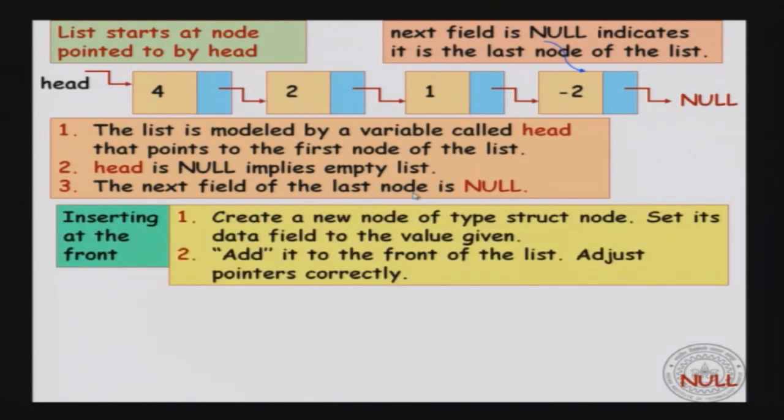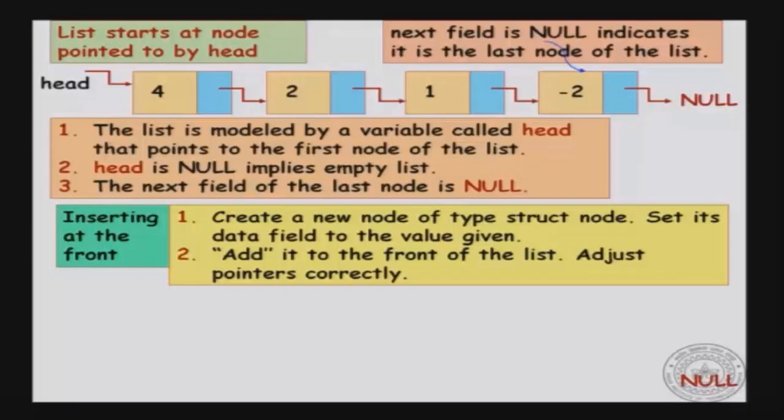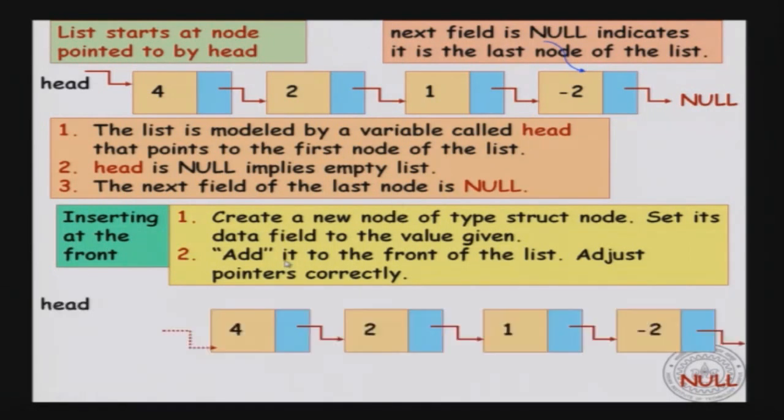Now, let us look at certain simple operations on singly linked lists. Suppose you want to insert a node at the front of the list. We have a list 4 to 1 to 2 and we want to insert something else in the beginning. What you do is you create a new node of type struct node and set its data field to whatever number that you want to store. Now, add it to the front of the list and we will see how this can be done.